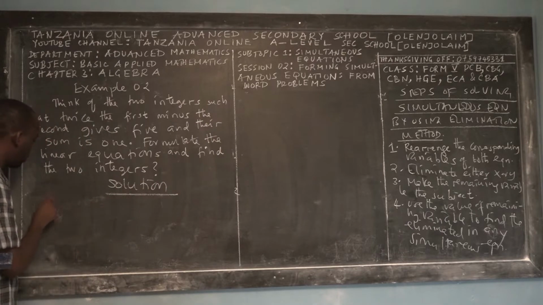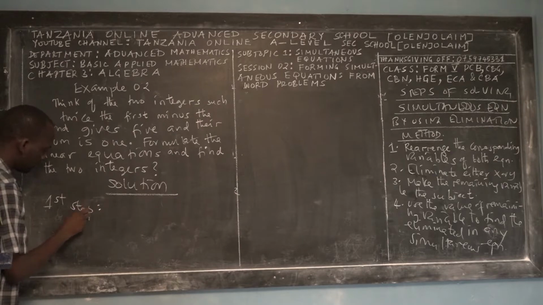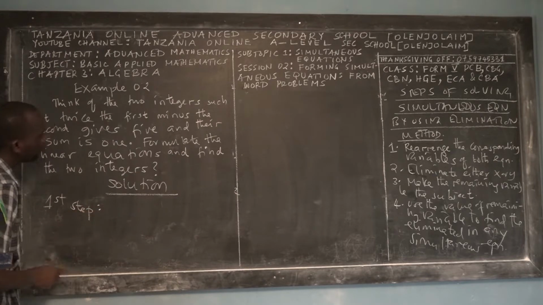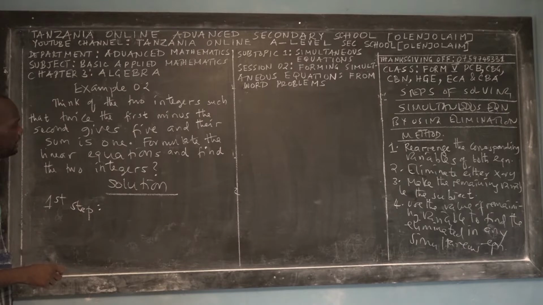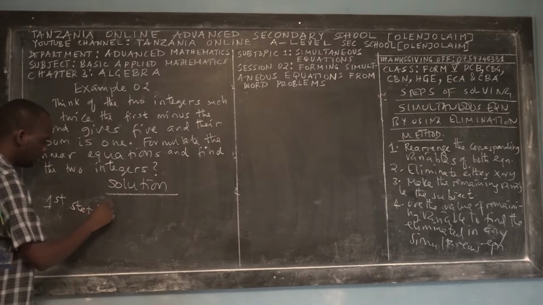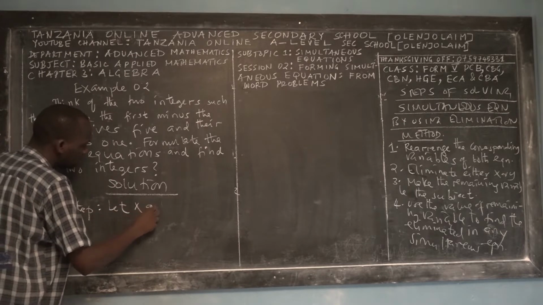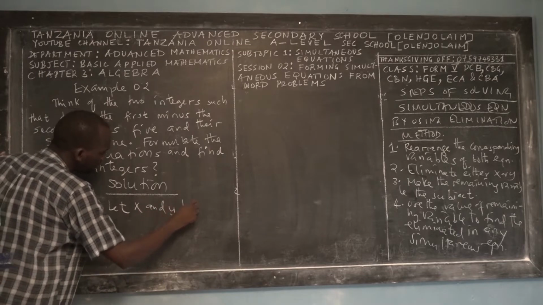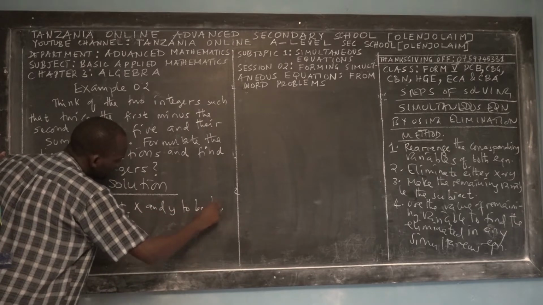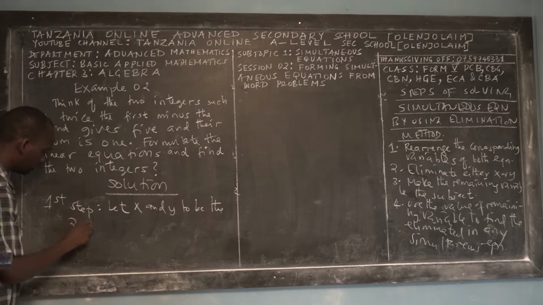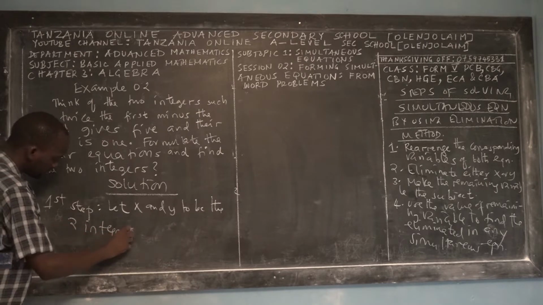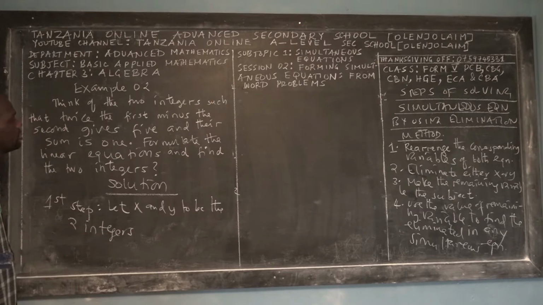So we'll be following several steps here. The first step is to formulate the linear equations. So to formulate, first of all, let x and y be the two integers.